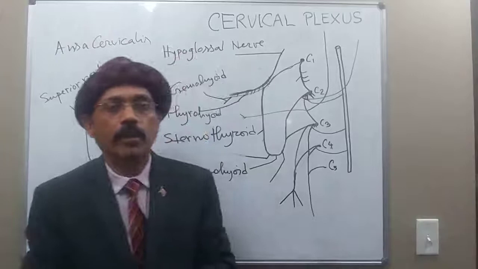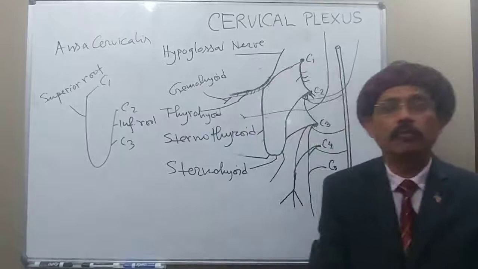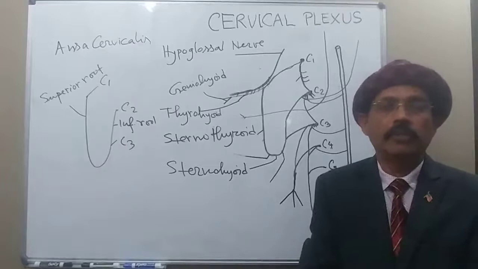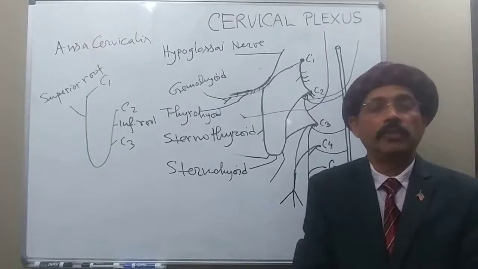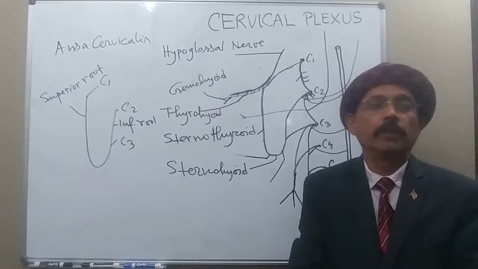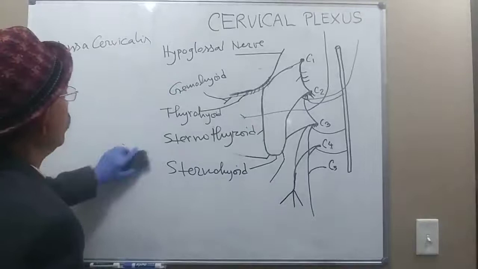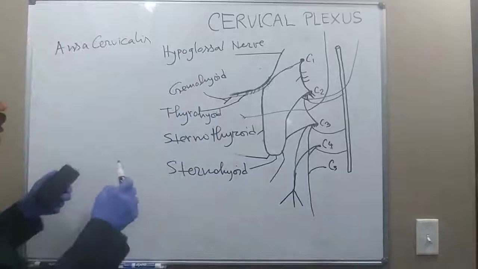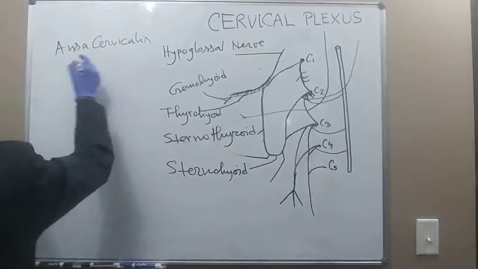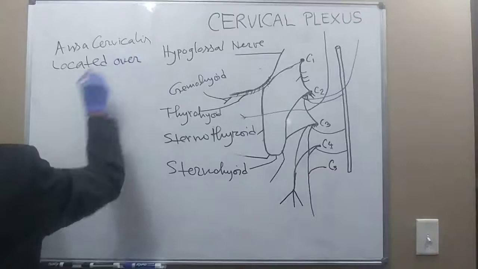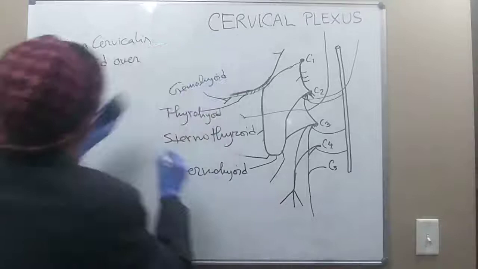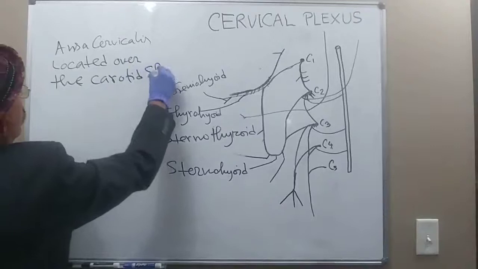So what is the ansa cervicalis? The ansa cervicalis is a loop of nerve formed by C1, C2, C3. What muscles are innervated by the ansa cervicalis? It innervates the superior belly of the omohyoid, the sternothyroid, sternohyoid, and inferior belly of the omohyoid. What is the location of the ansa cervicalis? It is located on the wall of the carotid sheath. This is not a content of the carotid sheath; it is over the wall of the carotid sheath. Okay, we got the ansa cervicalis.